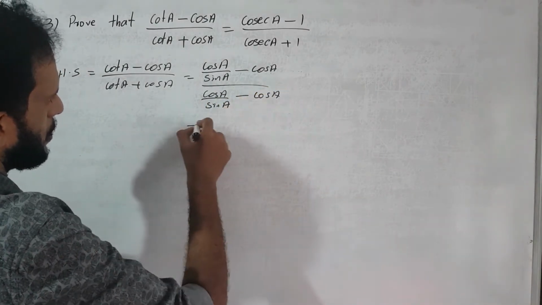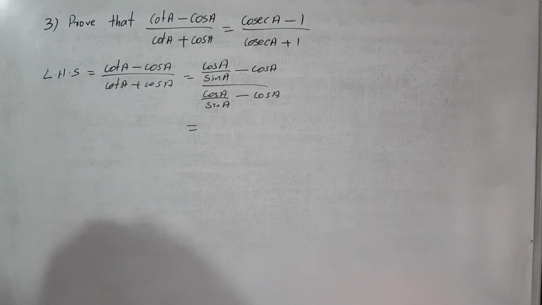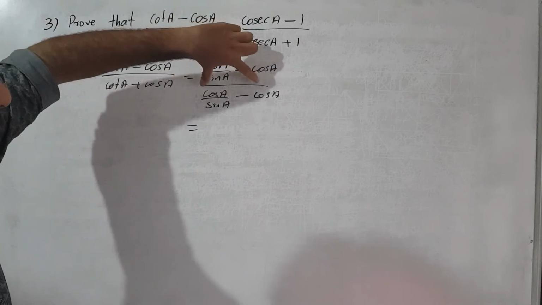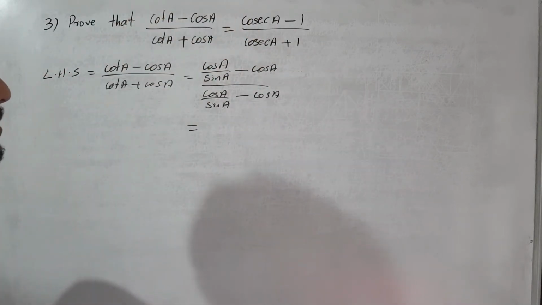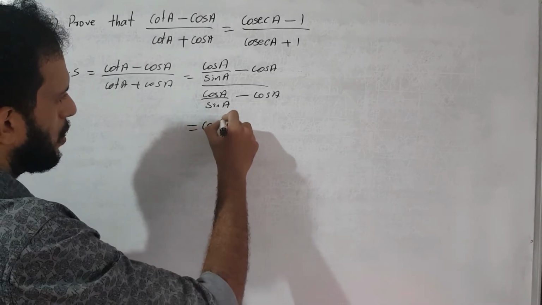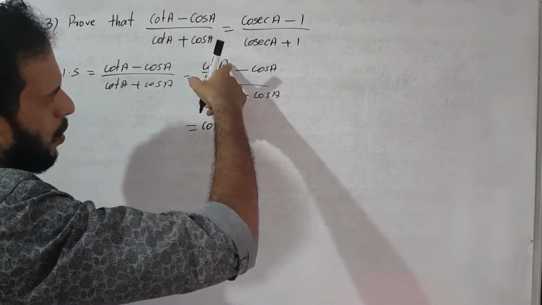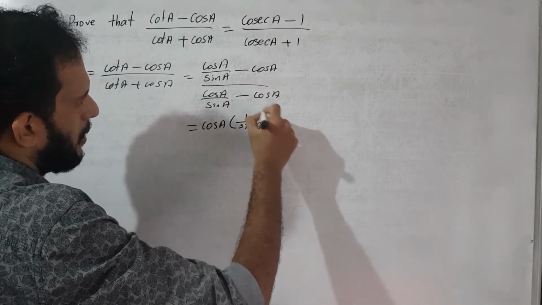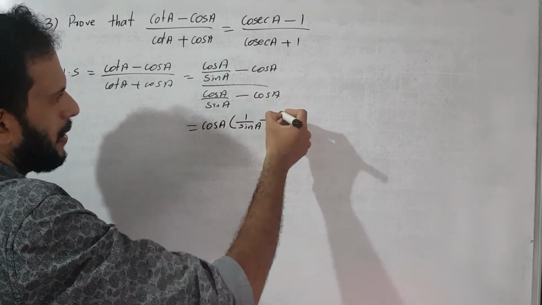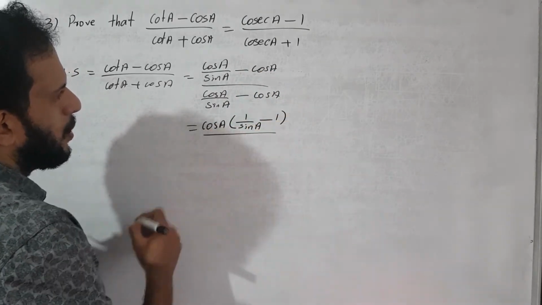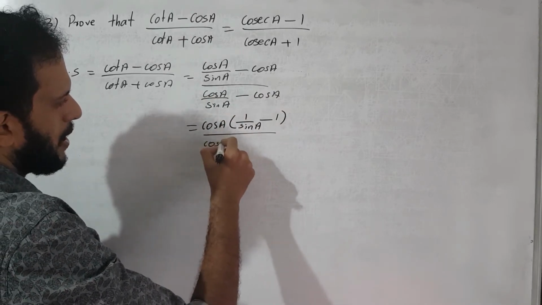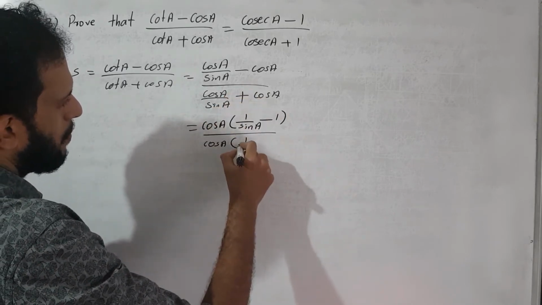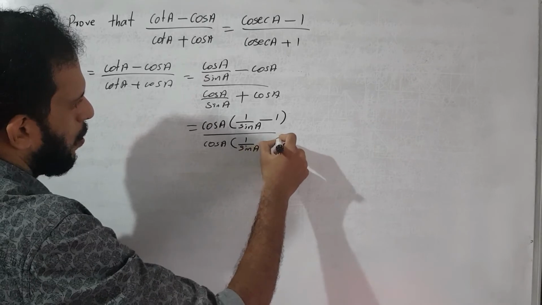Minus cos A is equal to, now here it is very clear, cos A by sin A minus cos A. In this fraction, in the numerator, cos A is common, so we take cos A out, cos A into, if we take cos A from here, what do we get? 1 by sin A minus, from here we take cos A out, then what is remaining is 1 by, here also cos A is common, so we take cos A out, then cos A into 1 by sin A, this is plus 1 by sin A plus 1.